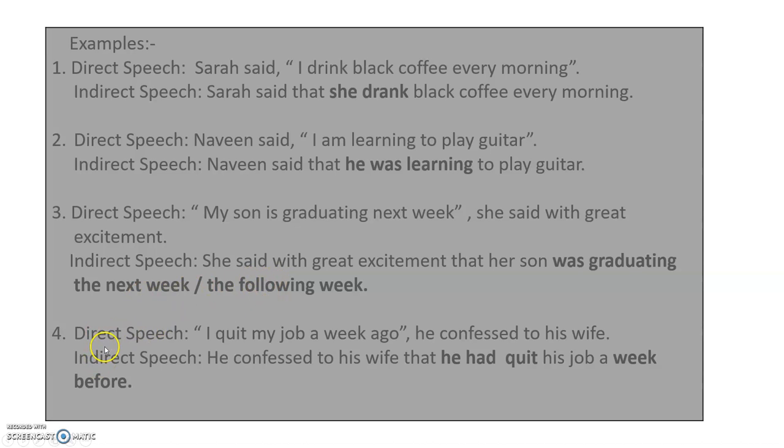The fourth example, direct speech: "I quit my job a week ago," he confessed to his wife. "Quit my job" means he left his job. So here when you write in indirect speech, how do you write? He confessed to his wife that he had quit his job a week before. Okay, "a week ago" here becomes "a week before."